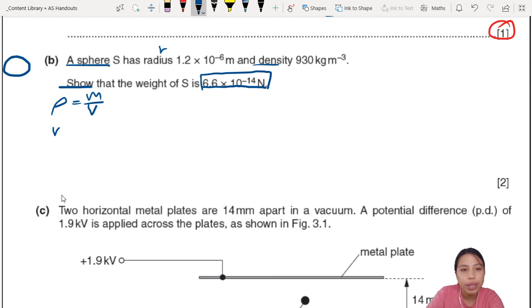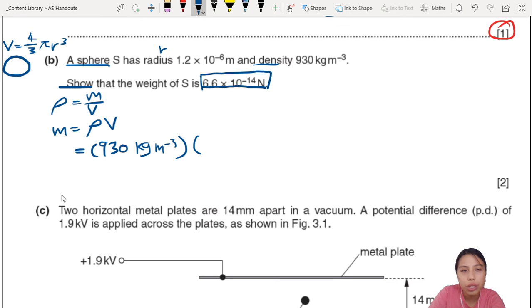If I rearrange this, we want to find the mass to find the weight later. That will be density times V. Density is given to us, 930, check my units, kg m to the negative 3. Volume: what's the volume of a sphere? This one must memorize. Volume of a sphere is 4 over 3 pi r cubed. So you need to write 4 over 3 pi, let me use another bracket for this, r cubed, 1.2 times 10 to the negative 6 meters cubed. Then you get your kg.